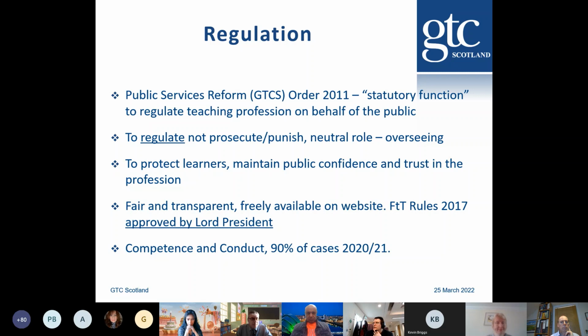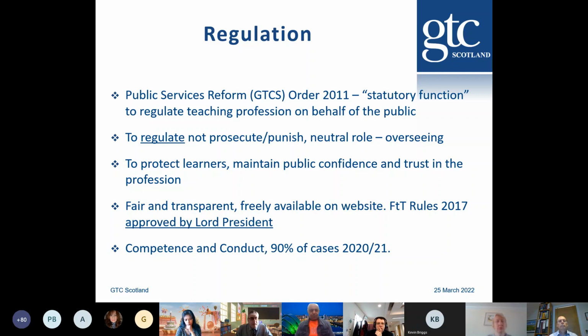The key aim of the process is to protect learners, and in doing so, to maintain public confidence and trust in the profession. New fitness to teach rules and a threshold policy were introduced in 2017, and the intention has been to make the process fairer and more transparent, with the rules and the threshold policy on the website for everyone to see. It's also important to note that the 2017 rules have a solid legal underpinning, as they are approved by the Lord President in the Court of Session in Edinburgh, the highest court in Scotland. And this reflects the very legal nature of our processes with regard to fitness to teach or regulation.